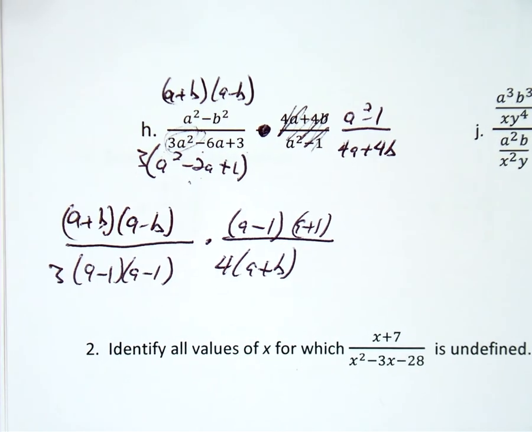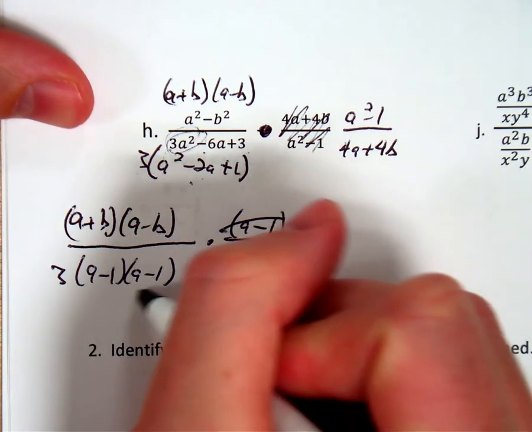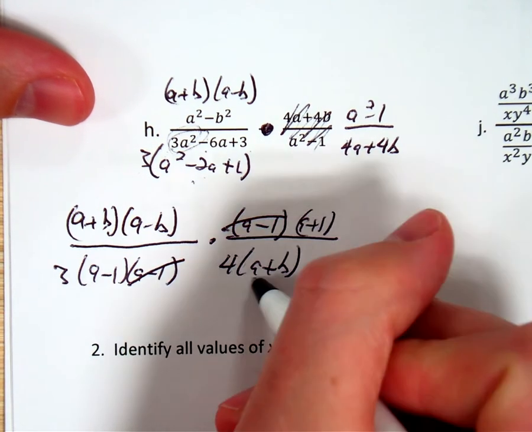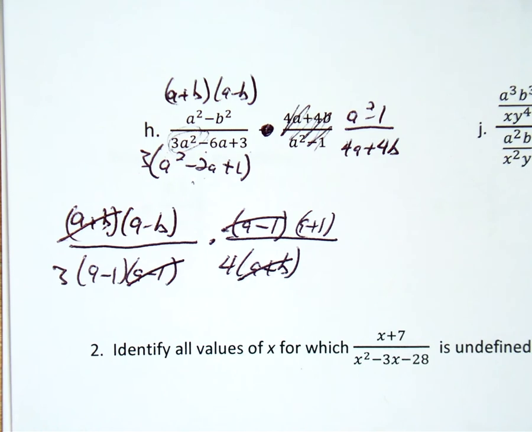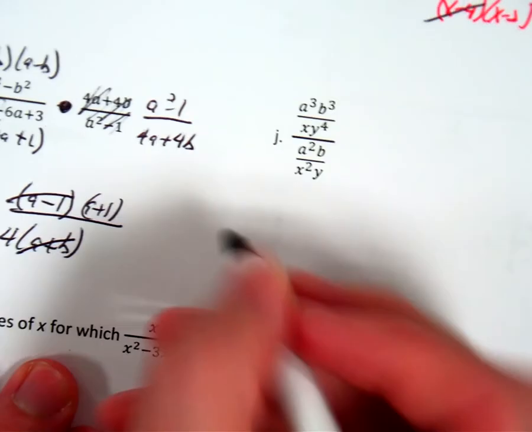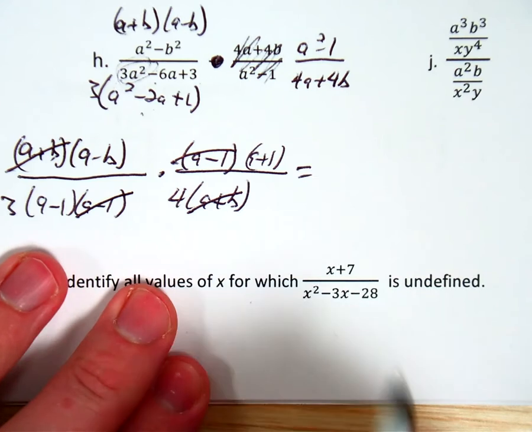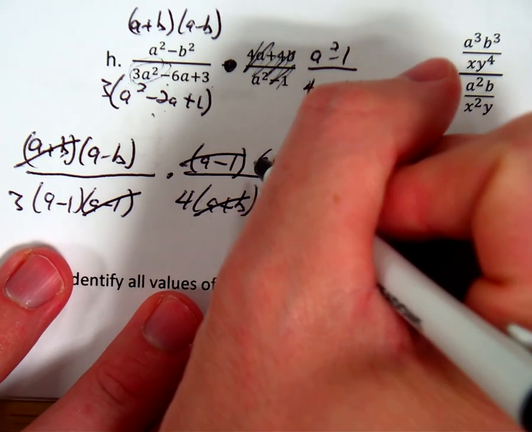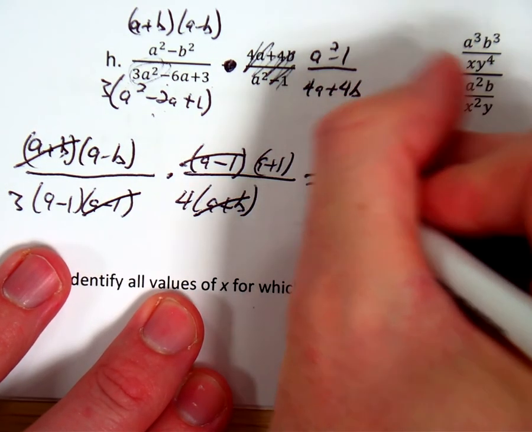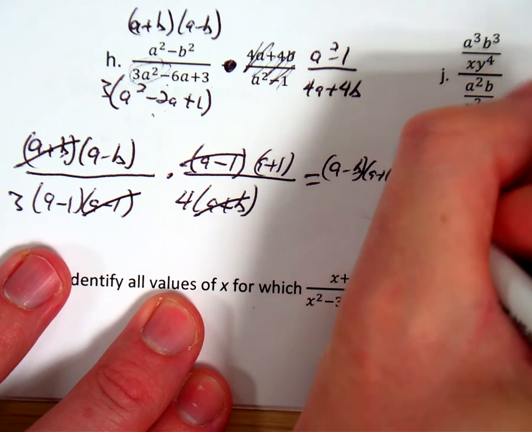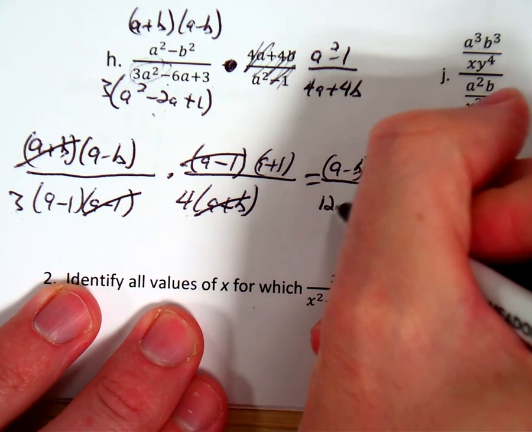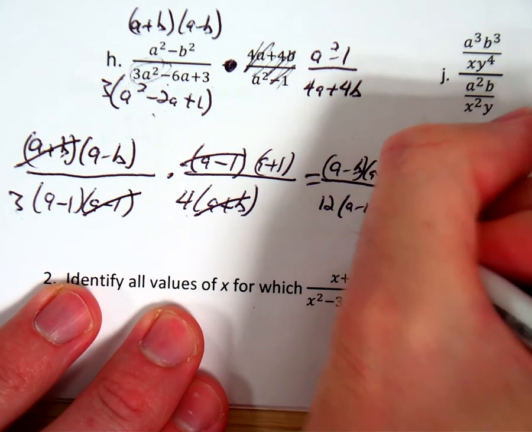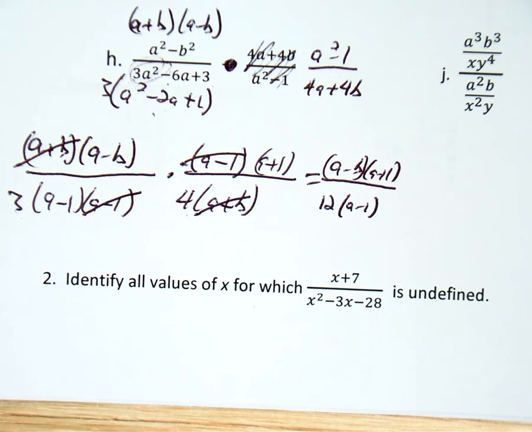Now the fun part, canceling. That's going to cancel one of these. The a plus b can cancel that one up there. Okay, final answer, all that's left is going to be a minus b times a plus 1. And then on the bottom, 3 times 4, we can do that. That's 12. A minus 1. Whew! That was fun. That was really fun.